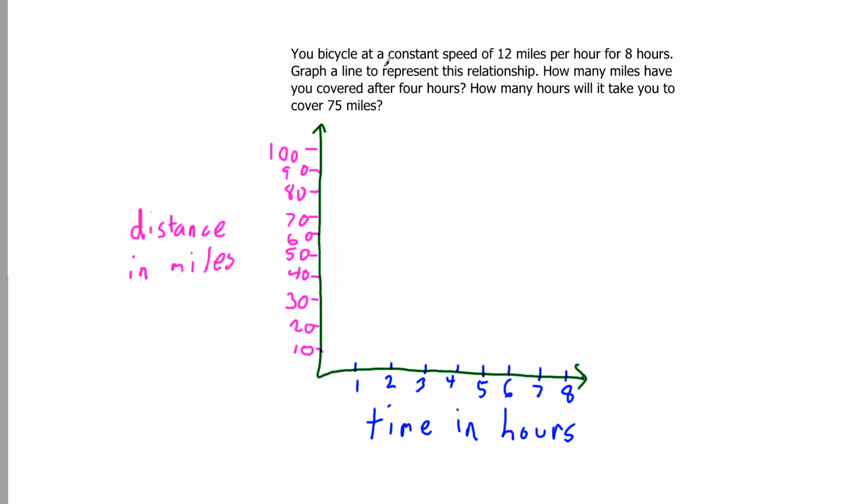So it says you bicycle at a constant speed of 12 miles per hour. So that means after 1 hour, you will have traveled 12 miles. So we'll put that dot right here at about where 12 is. That's not going to be exact, but it'll be close enough to give us the idea. So after 1 hour, we traveled 12 miles. After 2 hours, it would be twice as much. So 12 plus 12 is 24. We'll put a dot at about where 24 would be.